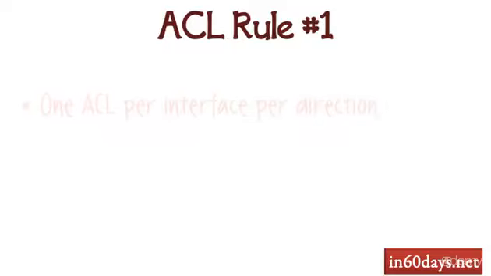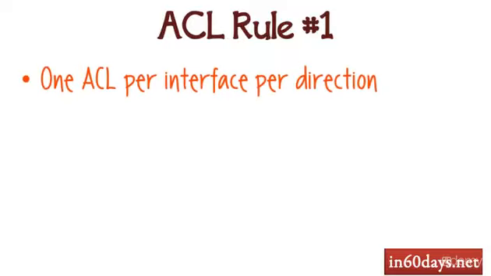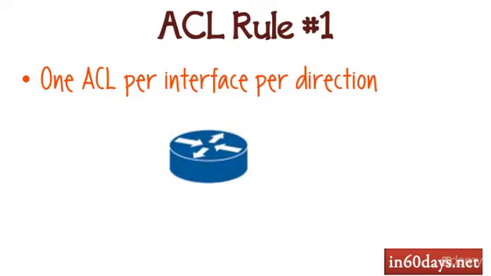So rule number 1. You're allowed one access list per interface per direction. I could actually put in brackets as well per protocol, but really we're only concerned with IP now. We used to be tested on IPX and AppleTalk for Cisco exams, but they're not really used anymore.